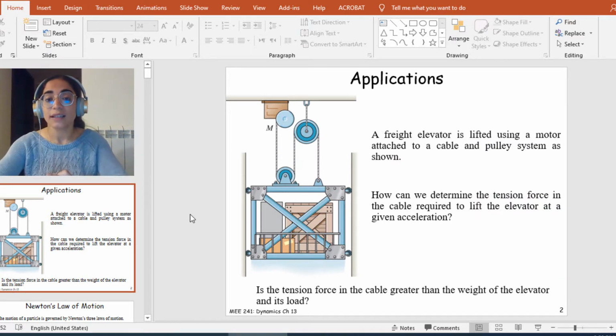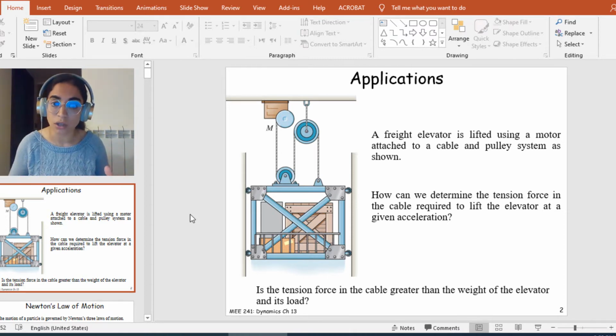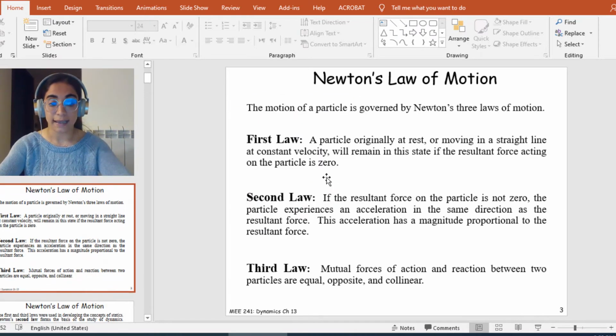So in fact, guys, kinetics is used to determine some forces. Like in this example, I'm going to determine the tension force in the cable required to lift this elevator at a given acceleration. So what is the tension force here in this cable that allows me to lift this elevator for an indicated acceleration, a target acceleration? How can I find this tension? Of course, by applying the kinetics law, or by applying Newton's second law.